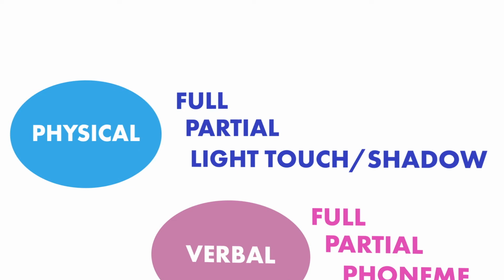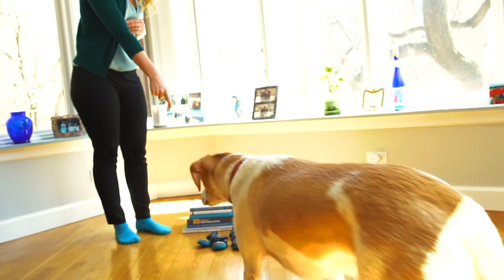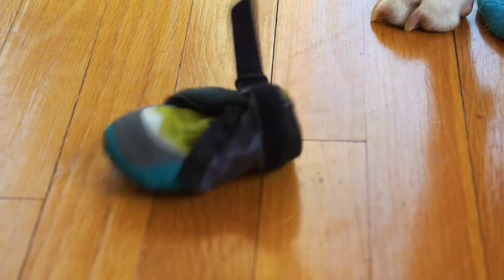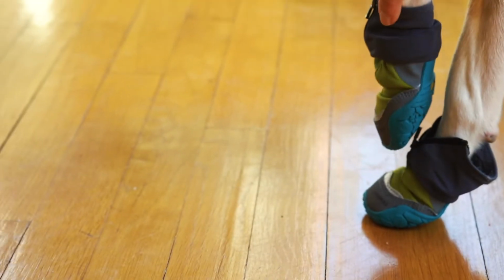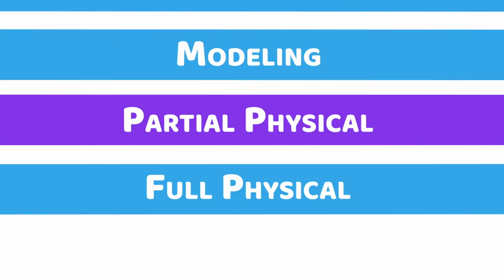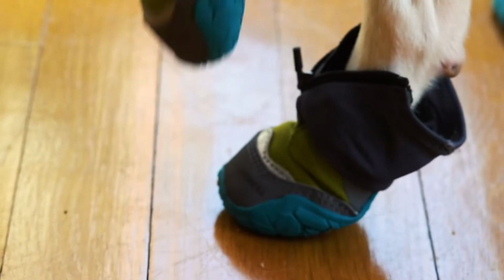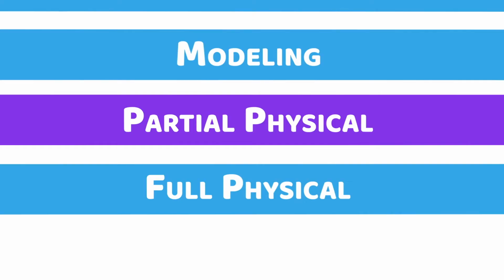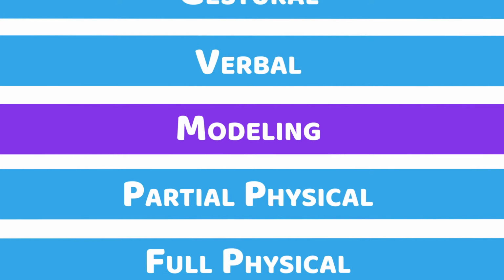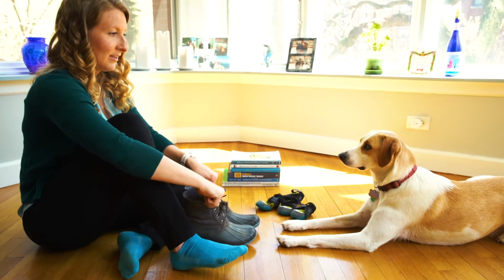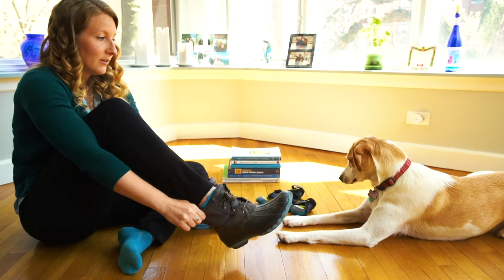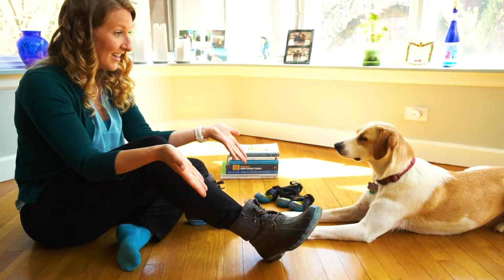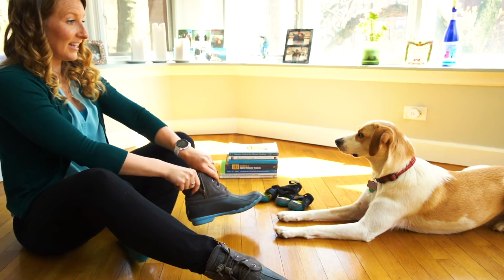Physical prompts include full physical prompts, where the instructor physically guides the student's body to complete the skill, or hand over hand. Partial physical prompts allow the student and instructor to complete the skill jointly and use less support. Modeling prompts require the student to have an imitative repertoire so they can imitate your demonstration of the task. The demonstration should look like the exact response you want the student to imitate.